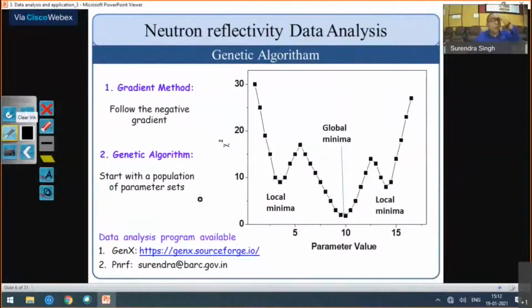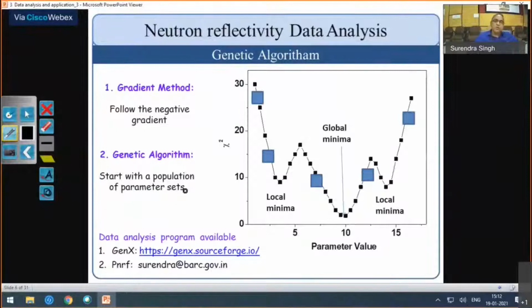I have used this for doing the analysis of reflectivity data at BRC. What it does is, instead of taking one guess value, as the name suggests, we have a population of initial guess values. Like here I have shown 5 numbers. So initially we take the number, and then there are other steps of the genetic algorithm.